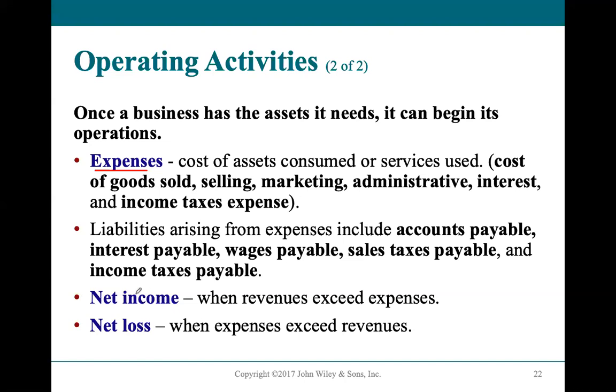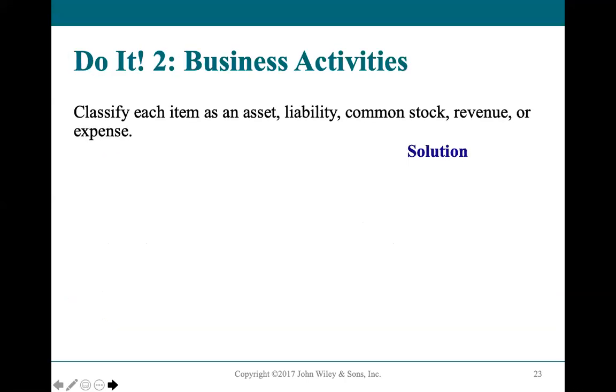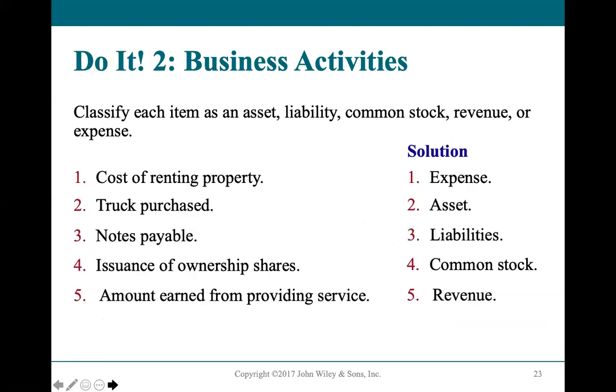We're going to be talking about the net income and net loss piece in objective 3. But basically, that's objective 2. The do it exercise at the back of objective 2, again, gives you an example of what an activity might be and asks you to solve what that could be.